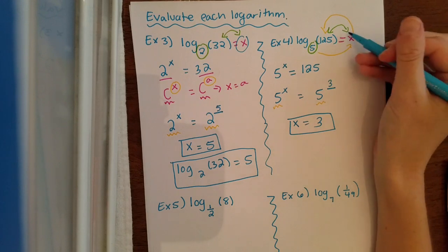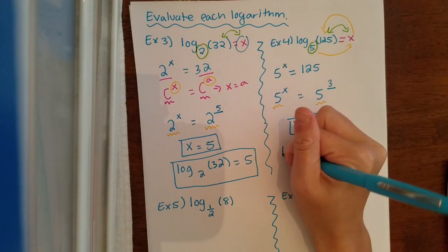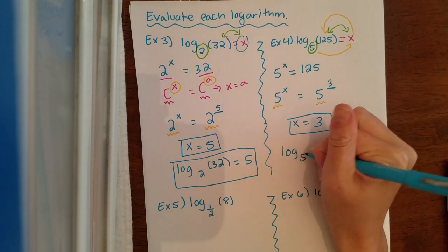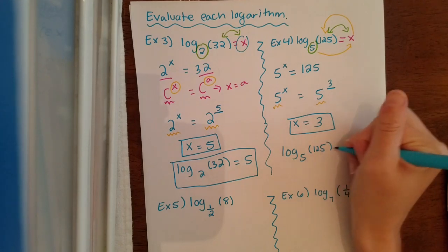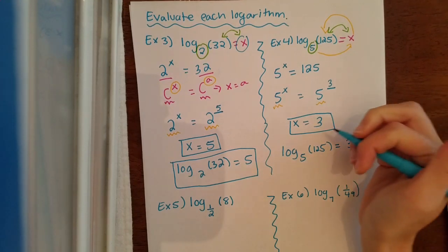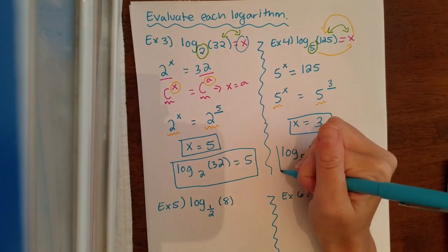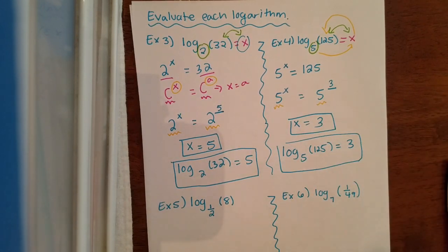And remember, all that's saying is this log right here, that whole log base 5 of 125, is secretly just 3. Those are two equivalent statements. That is 3. And that's it, you guys.